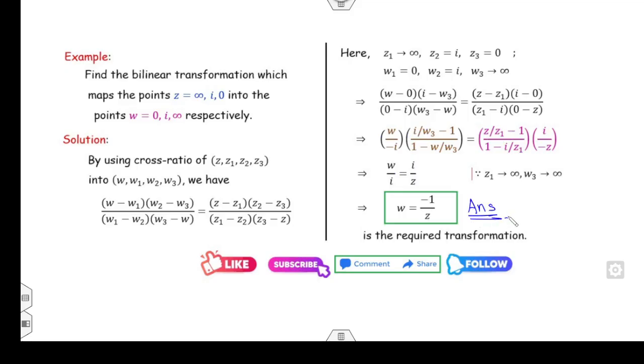You can check your answer in the examination as well. When you substitute Z equal to infinity, the answer will be 0. Look at the second case. When you substitute Z equal to iota, W will be iota. If I substitute Z equal to iota, then minus 1 over iota; if you rationalize it, you can see it is my iota. Similarly, for the last case, when you substitute Z equal to 0, W is my infinity, which is the correct answer.